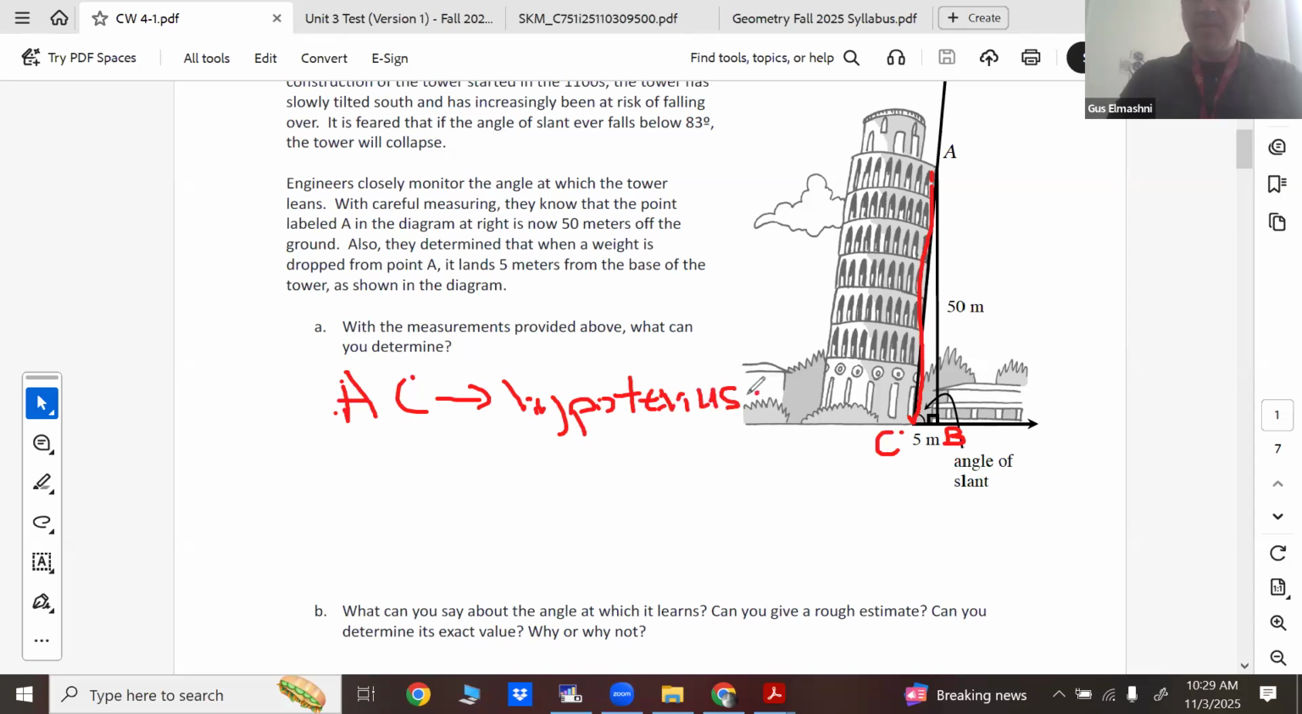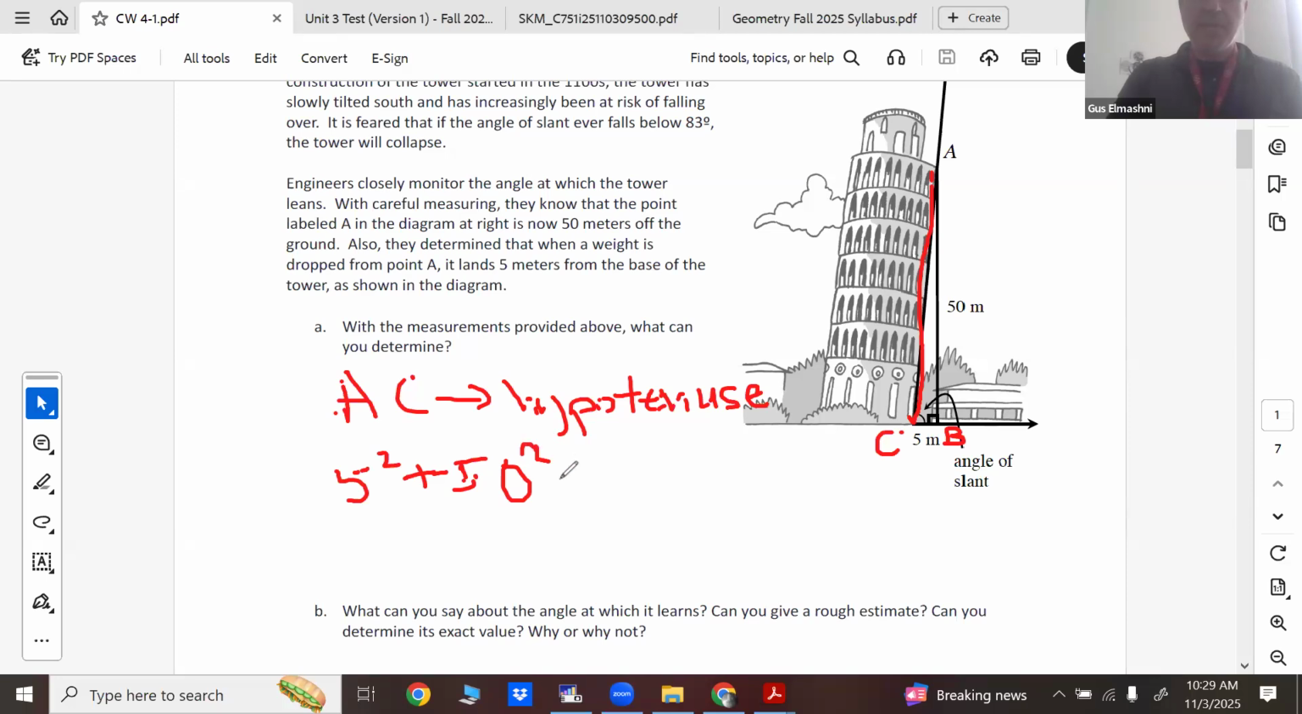And my left click button on my mouse sucks right now. Sorry about that. But we could figure out AC. I'm not sure that's going to help us, but we could. How would you find that? Maggie, could you do the Pythagorean theorem? Yes. And so set up 5 squared plus 50 squared.